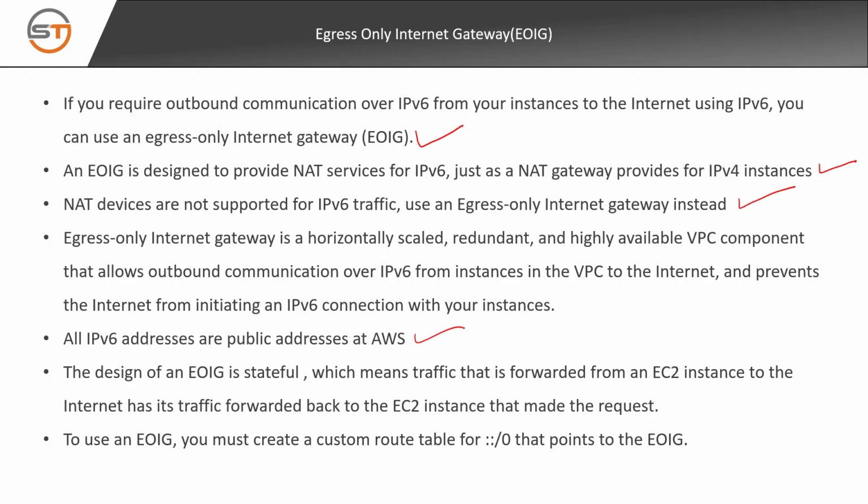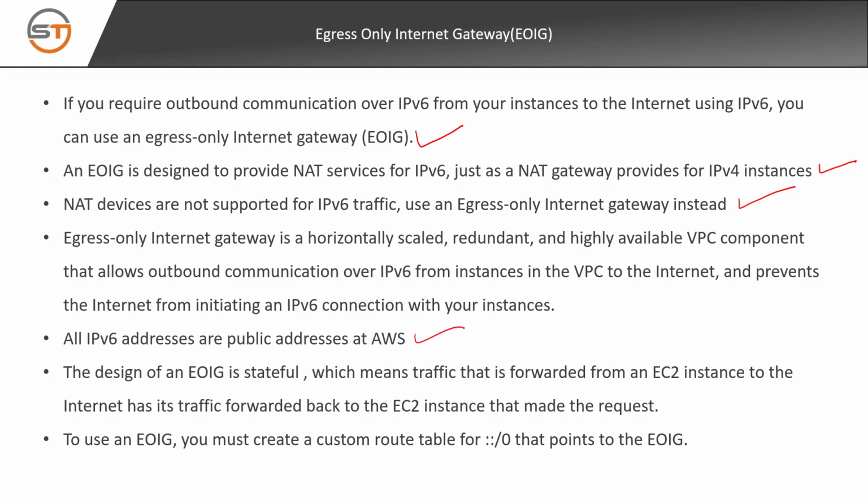Next is the design of an egress only internet gateway is stateful, which means traffic that is forwarded from the EC2 instance to the internet has its traffic forwarded back to the EC2 instance that made the request. But new traffic which is initiated from the internet and coming to the egress only gateway will not be allowed. That traffic will not reach the EC2 instance, it will be rejected at the egress only gateway.